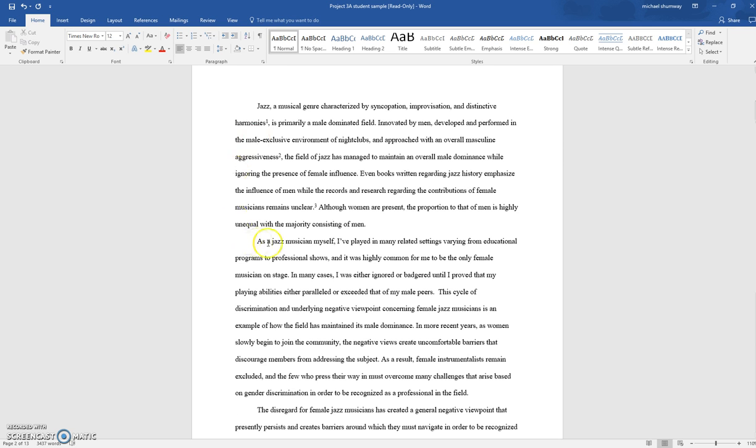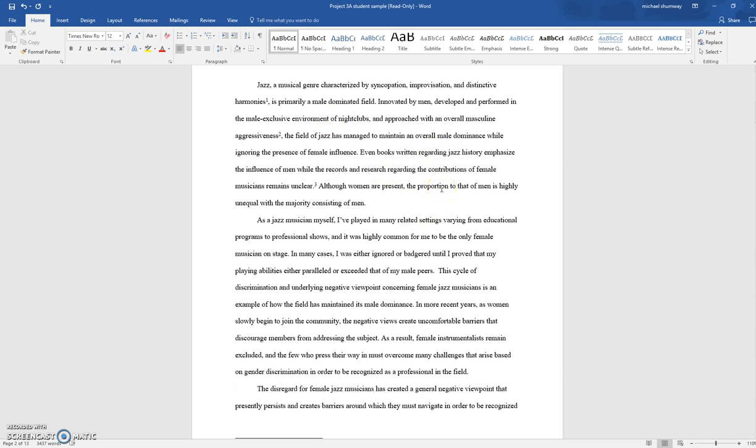Okay, so we've got this really good opening paragraph. It's giving us a sense of the community as well as the sense of the problem that this person was interested in when they started to research. This person was really curious about women's role, or maybe the way that women have been underrepresented in jazz. So what we see here is a really focused, really well-organized opening paragraph that's doing a lot of work.